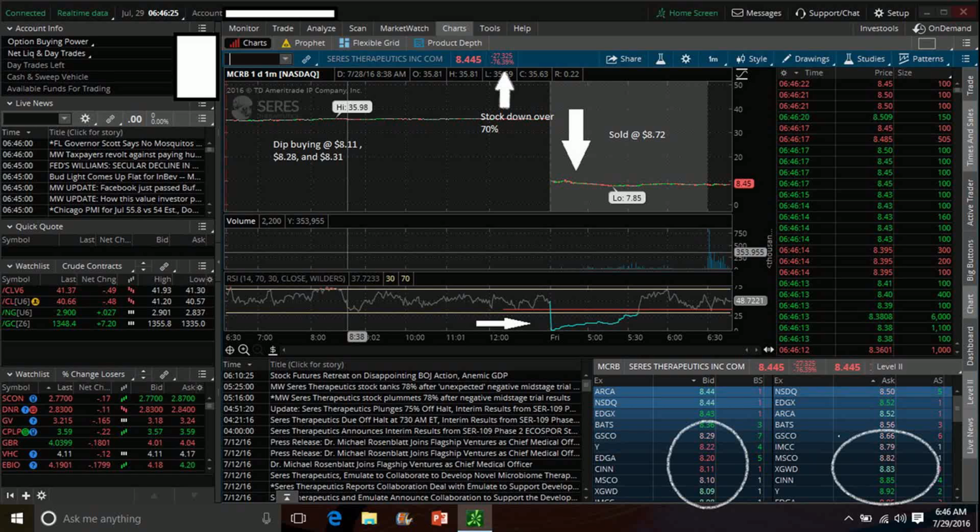So that's something you have to look out for. Be careful when you buy stocks that are already up. Please be very careful because you might be going into an overbought situation.